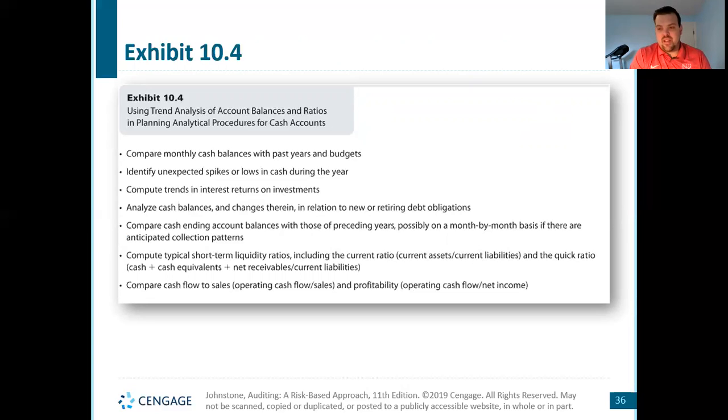So if I've got an account that has a given interest rate, and I don't necessarily have to look at the daily balance, but if I have a beginning and an ending balance, and let's say it didn't move too much throughout the year, which means money was probably going in and out at a relatively regular rate, I could figure what the interest should be for the year and compare whether the interest shown for interest revenue was roughly that. And if there was a material difference, I might have to continue looking further, but that would be one method I could use to do an analytical procedure for this. Analyzing cash balances and changes therein in relation to new or retiring debt obligations, and so on and so forth. You can read through the rest of those.